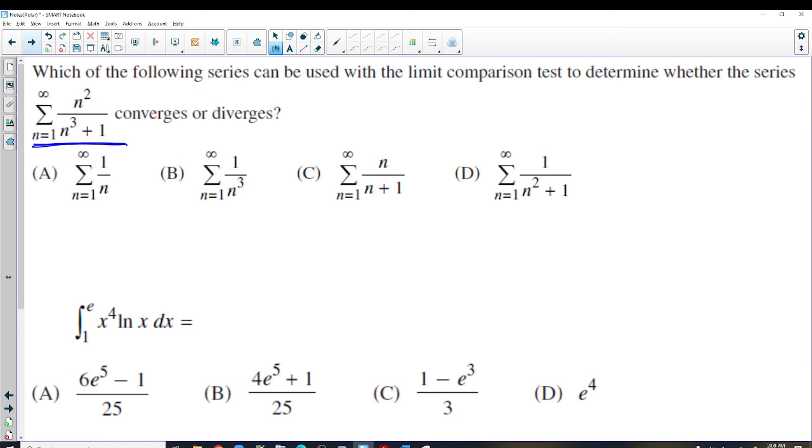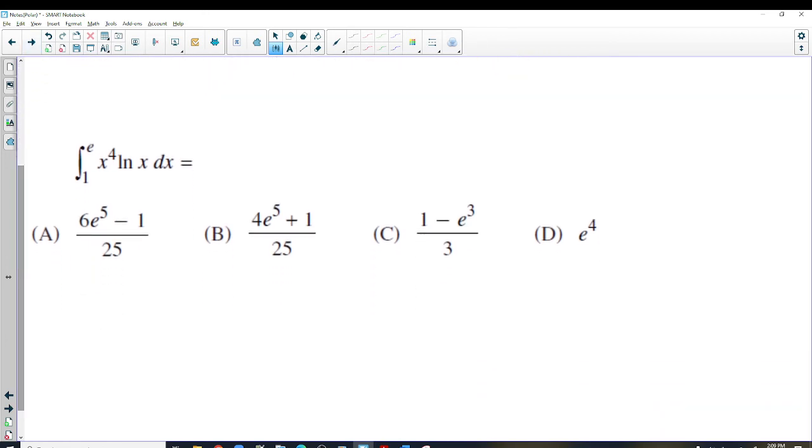Which is it? A, right? It's A, because we use the highest powers, right? n squared over n to the third, 1 over n. This next one we don't see a lot, but it could be on the test.